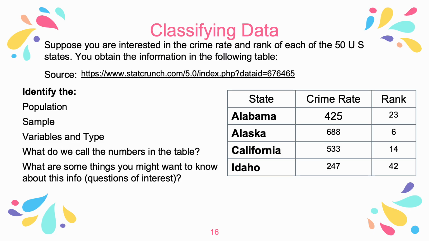So let's review. Again, our population is all 50 states, and the sample is the selected states, which are Alabama, Alaska, California, and Idaho. The crime rate would be our quantitative variable. The rank would be categorical. The numbers in the table, that would be our data. And make sure to always consider context: where the data came from and how it was collected.